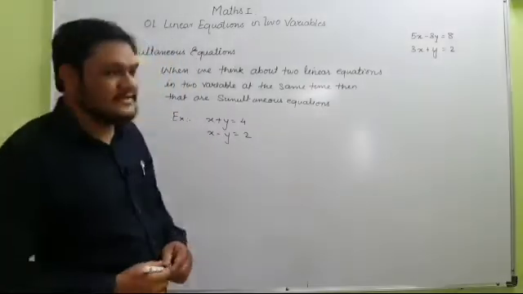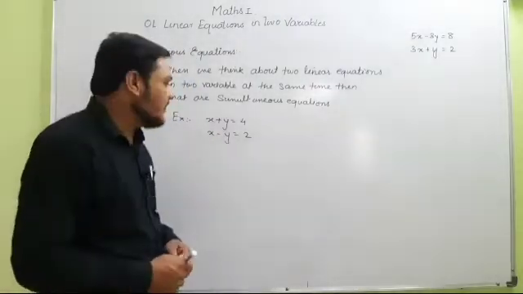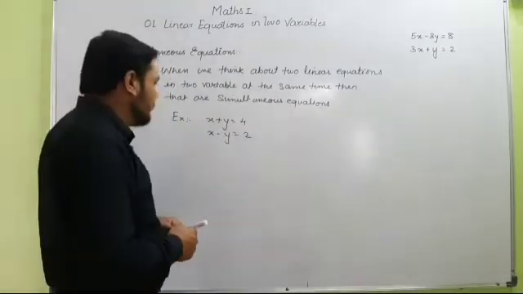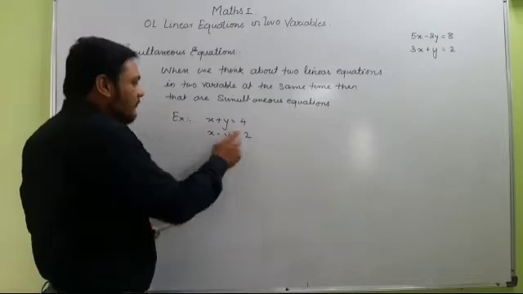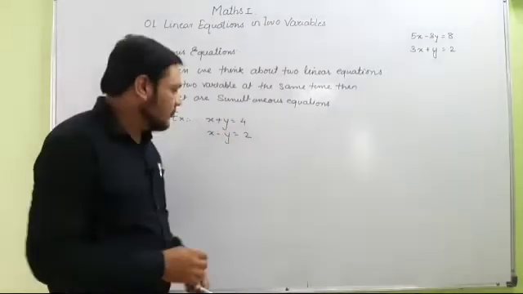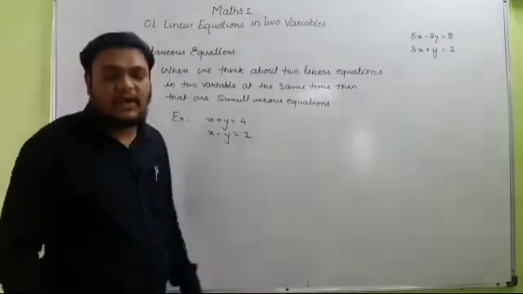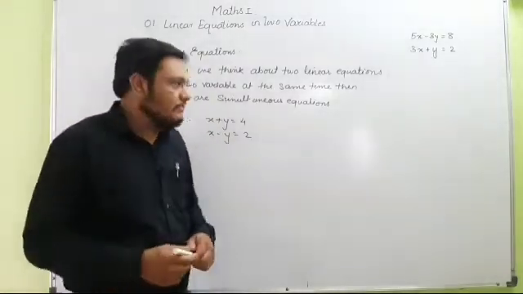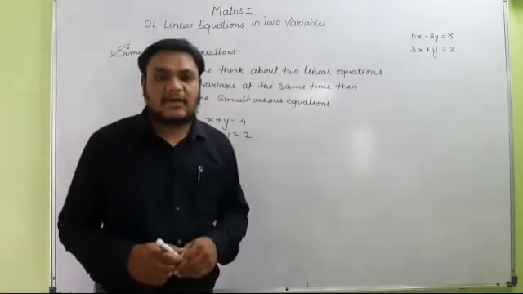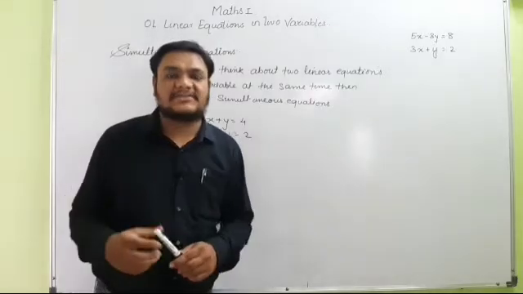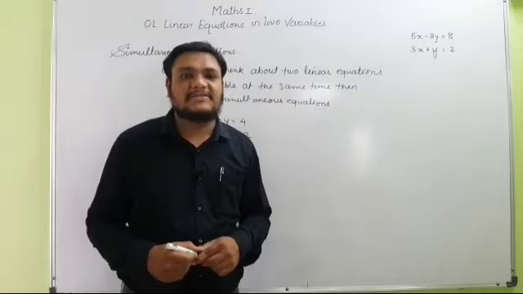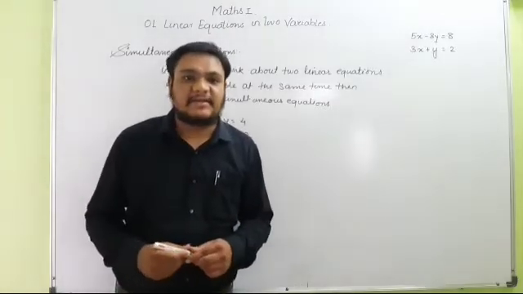While writing simultaneous equations, we have to keep in mind that these two equations will contain the same variables. Means if you write the equation x plus y equal to 4, in this equation x and y are the variables which you have used. So in the second equation also you have to use x and y variables. You can't write p plus q or p minus q equal to 2. In that equation also you have to use the same variables so that they can be simultaneous equations.